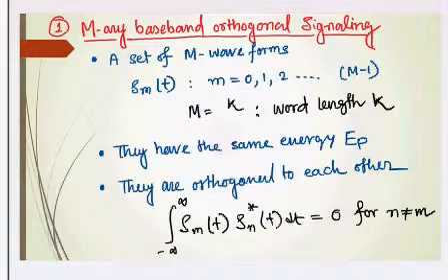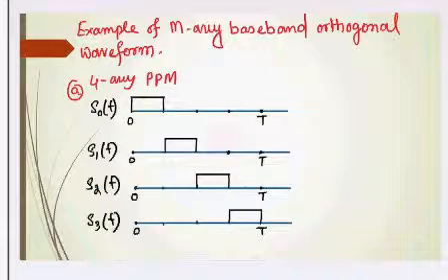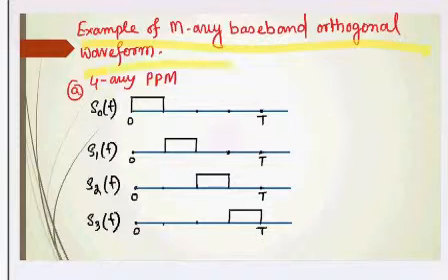So for M-ary baseband orthogonal signaling, you have a set of capital M signal waveforms, where M is defined as 2 to the power k, where k is an integer. It is known as the word length, and you consider the energy of each signal to be a constant, EP. They are orthogonal to each other, so the correlation is 0. Here is one example of M-ary baseband orthogonal waveforms. This is called 4-ary pulse position modulation.